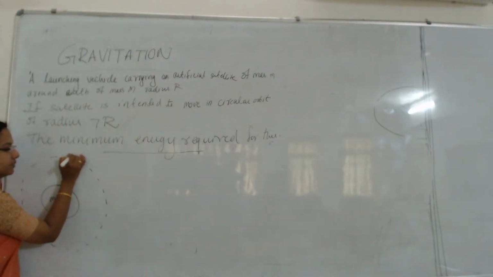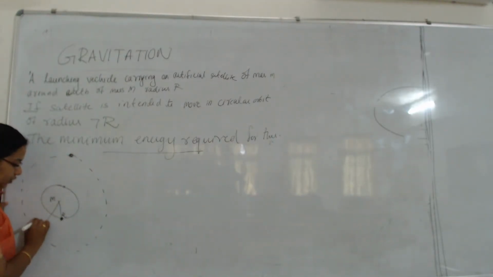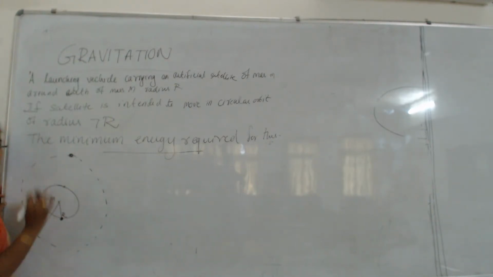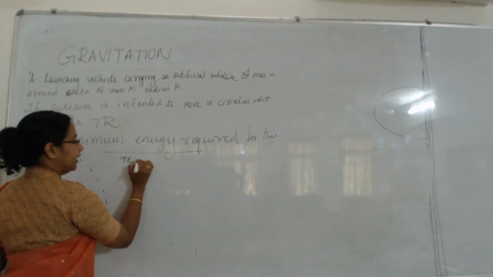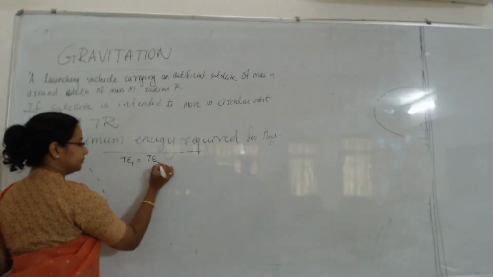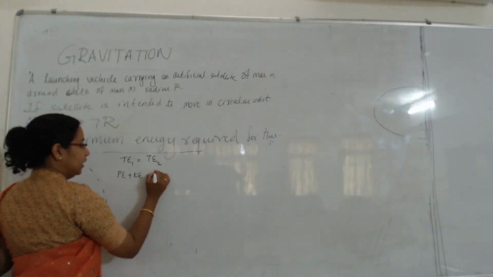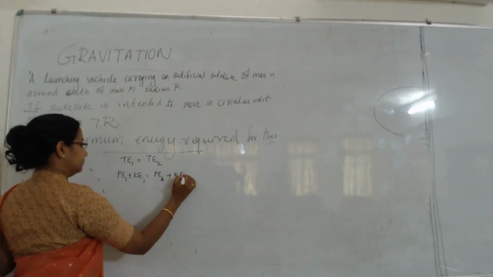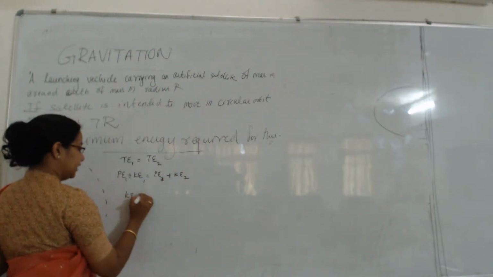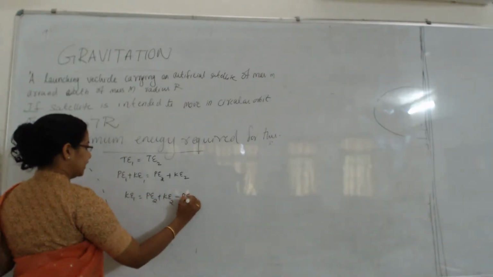At this point, it is revolving, so it has both potential energy and kinetic energy. It is at a distance of 7R. Here also we can use the law of conservation of energy. So I can write the total energy at the first point should be equal to the total energy at the height, that is potential energy plus kinetic energy should be equal to potential energy plus kinetic energy here. So kinetic energy 1 is potential energy 2 plus kinetic energy 2 minus potential energy 1.